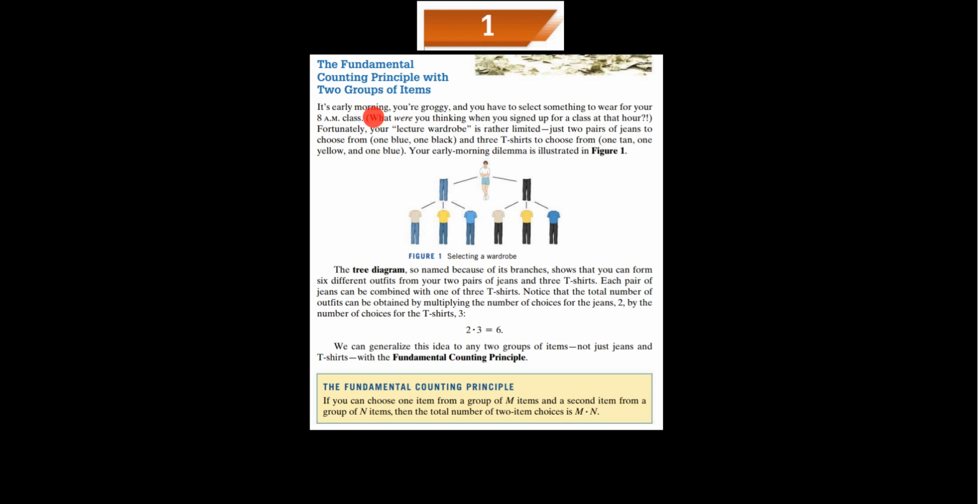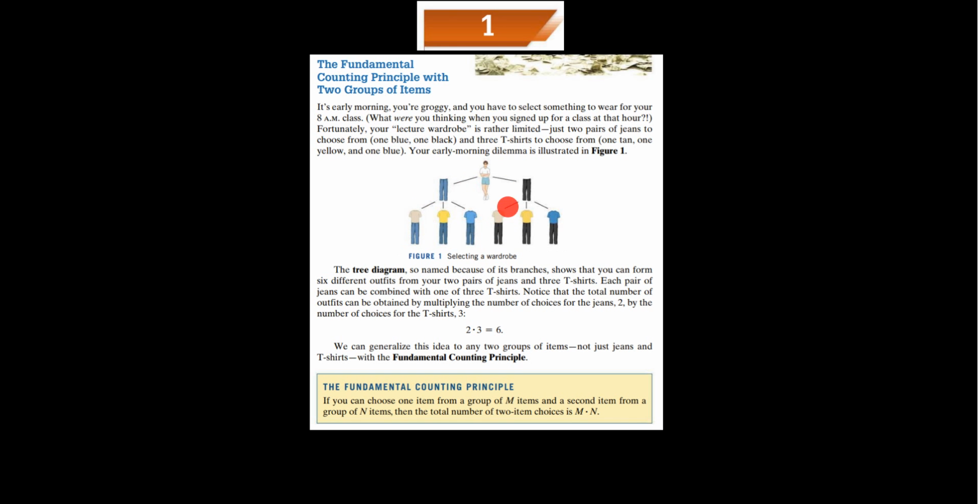Let's go ahead and start with this example, all right? So it's early morning, you're groggy, you have to select something to wear for your 8 a.m. class. Fortunately, your lecture wardrobe is rather limited. You have just two pairs of jeans, one blue, one black, and three t-shirts to choose from, one tan, one yellow, one blue. All right, here's our early morning dilemma. So we have our tree diagram here, and we want to know how many possible wardrobe combinations we can make.